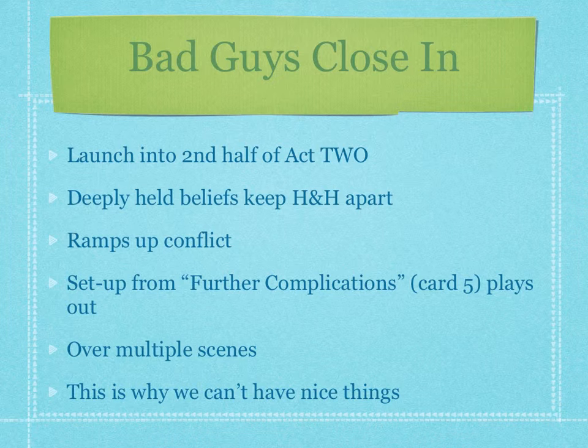It's where the deeply held beliefs keep the hero and the heroine apart, so their internal conflicts are keeping them apart. It helps to ramp up the conflict. It's a step up from further complications, which was card 5. So those further complications on card 5 start to play out now, which is fantastic. It happens over multiple scenes. It's not just a single scene. There are lots of scenes happening around here. And just keep in mind, if nothing else works for you, call it, this is why we can't have nice things.